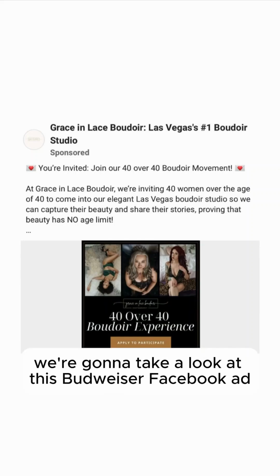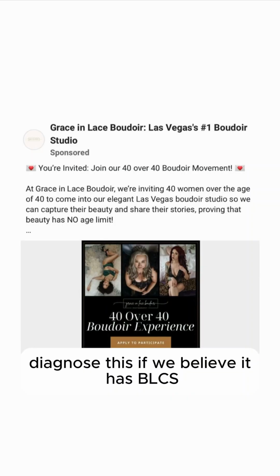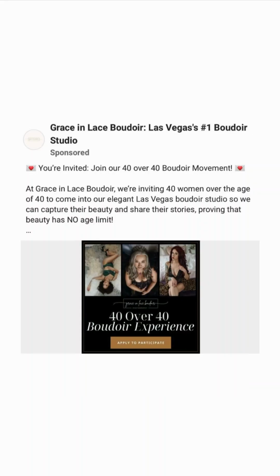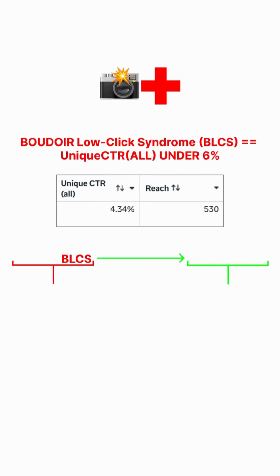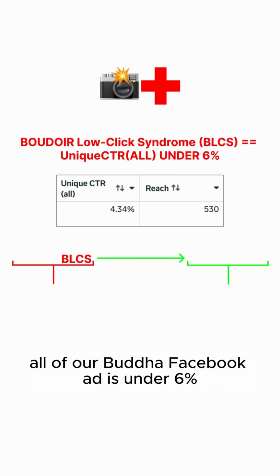All right, y'all, we're going to take a look at this Boudoir Facebook ad, diagnose it, see if we believe it has BLCS, aka Boudoir low click syndrome. Now, Boudoir low click syndrome is when the unique CTR on all of our Boudoir Facebook ads is under 6%.